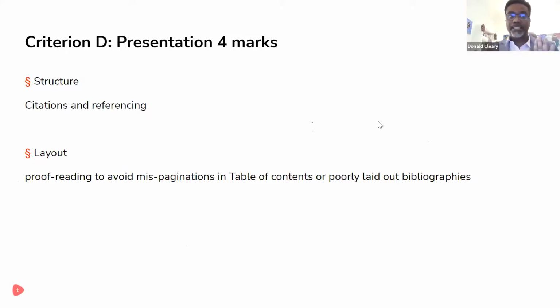Right. So this is probably the easiest criterion to get 4 marks on: presentation. This is where the student just doesn't need to make silly mistakes, and this comes back over and over in the subject report. Students don't use page numbers properly, so they're mispaginated. In the table of contents, they have page 6 for chapter 2, and chapter 2 appears on page 8. Those are just small things you're losing unnecessary marks from.